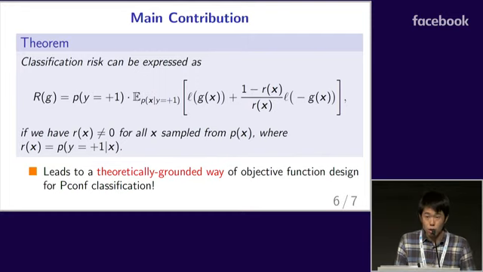So our main contribution in the paper is that we showed that the classification risk can be expressed as the following inside this theorem. Basically, this is showing that you can do ERM with only positive data as long as you equip positive confidence to your positive data samples. And this leads to a theoretically grounded way of objective function design for your PConf classification problem, and you wouldn't need any negative data or even unlabeled data.